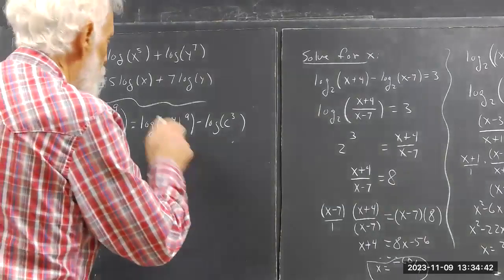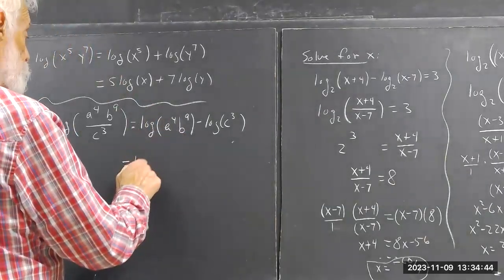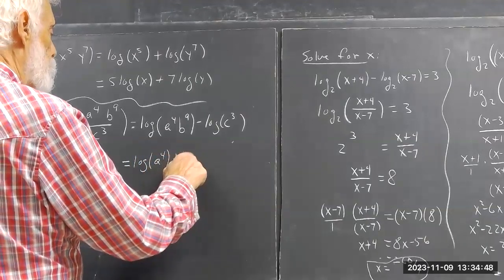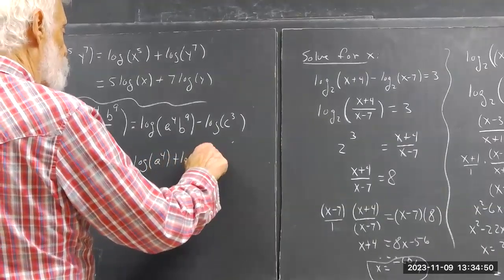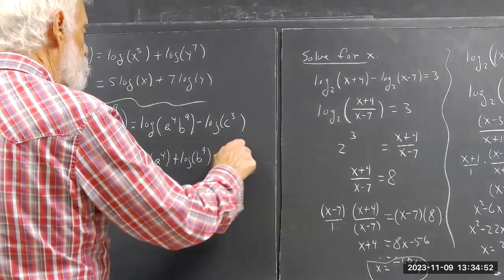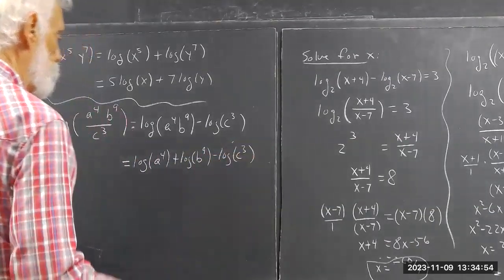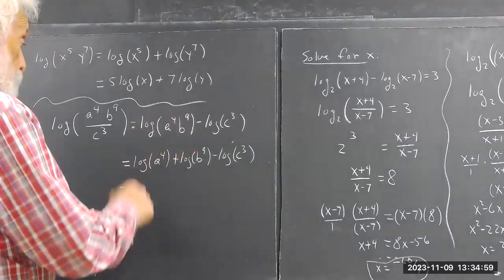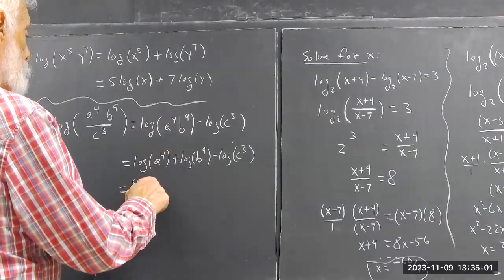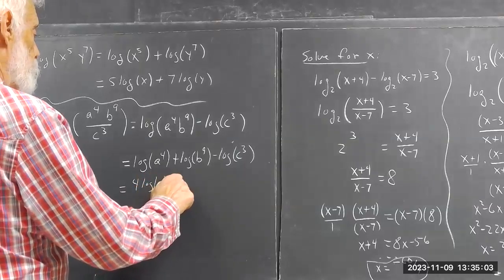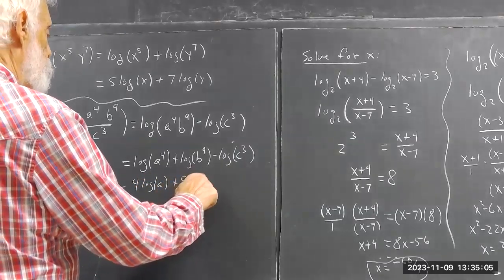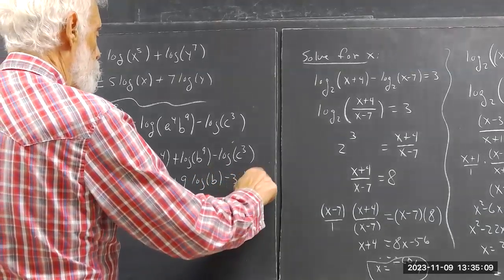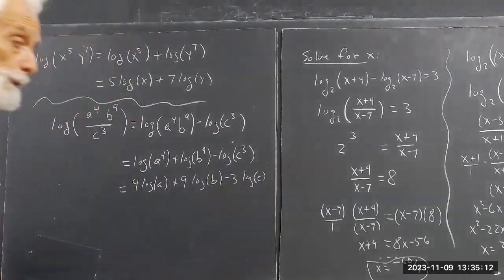So when we expand this one, we're going to get the log of a to the 4th plus the log of b to the 9th minus the log of c cubed. And then we use the rule to get 4 log of a plus 9 log of b minus 3 log of c.